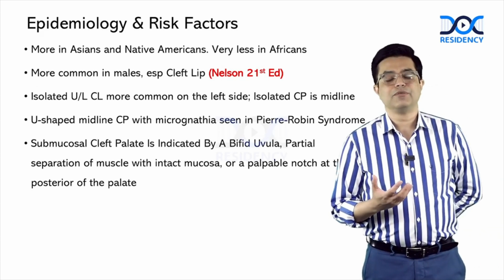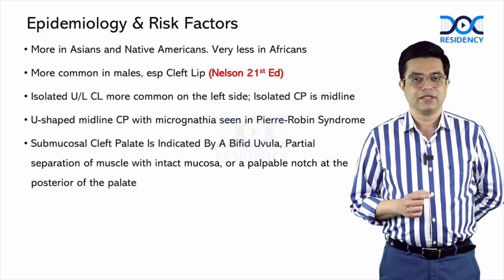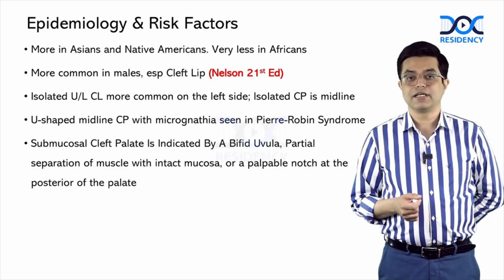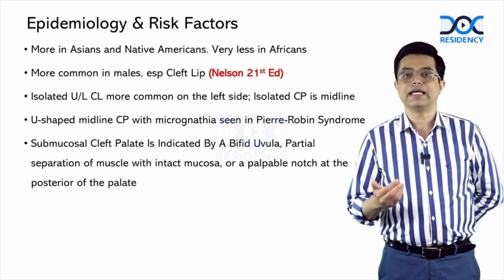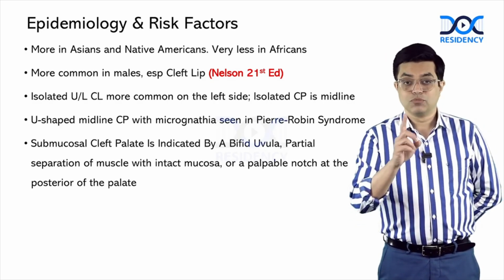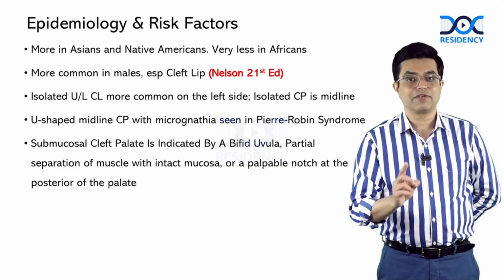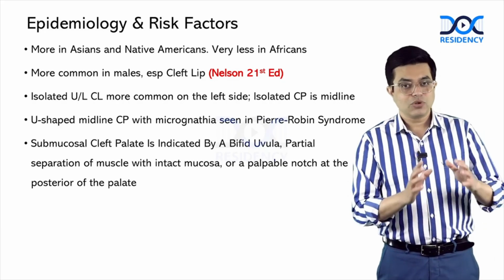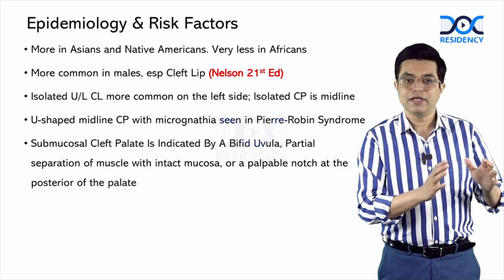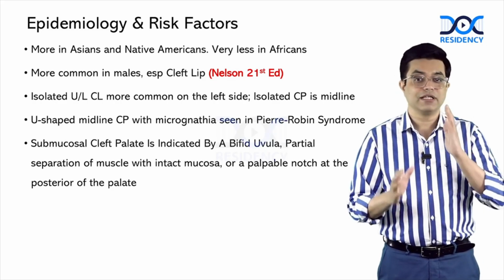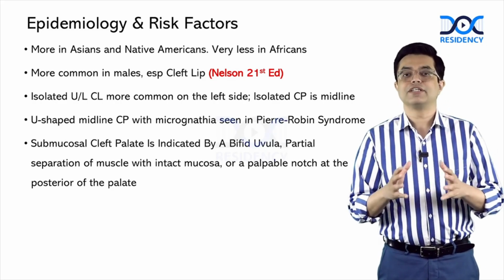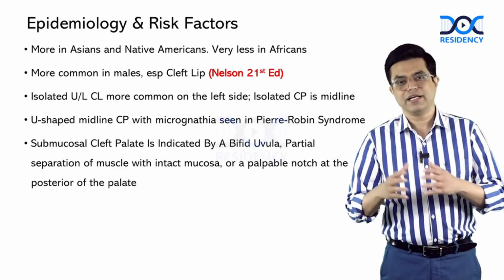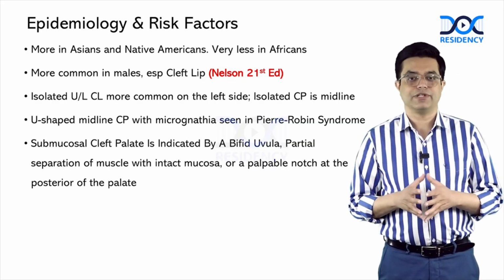Now, what is the epidemiology of cleft lip and cleft palate? These defects are more common in Asians as well as Native Americans, but they are relatively rare in the African population. They are more common in males, especially cleft lip, which is found to be significantly more prevalent in males. Isolated unilateral cleft lip is more common on the left side compared to the right side. An isolated cleft palate most commonly occurs in the midline. Rarely it can occur on one side of the face.